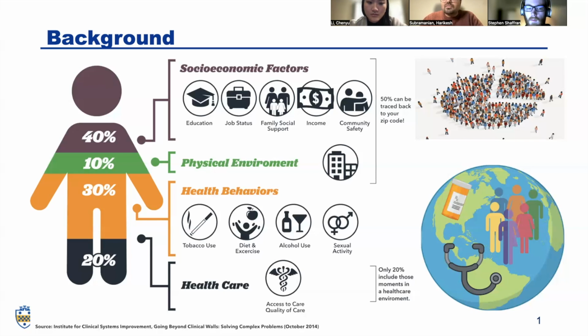The importance of these social determinants of health is that they help clinicians provide a more personalized recommendation, and they help promote the overall health of the patient as well.